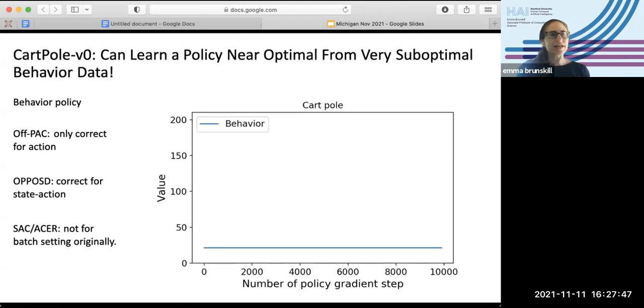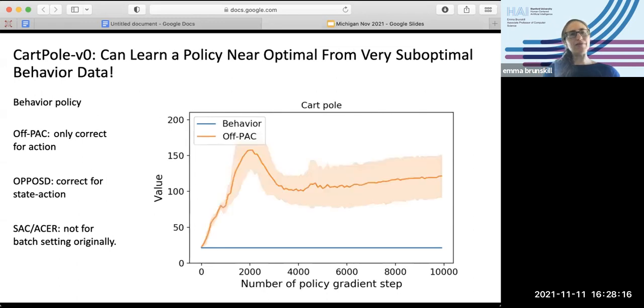In this case, what you can see here is that blue is behavior. This is the actual performance of the behavior. On the x-axis is the number of policy gradient steps. Again, no new data. This is just our algorithm running and trying to learn a new policy. We compare it to off-pac, which only corrects for the action, not the distribution and state mismatch. We also looked at SAC and ACER, which were not originally designed for the batch setting, but can be adjusted to it.